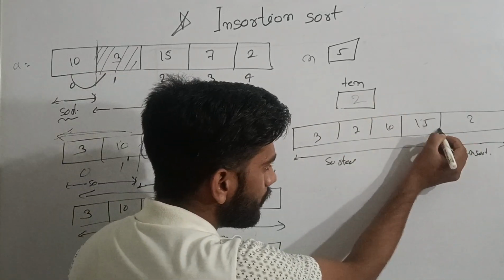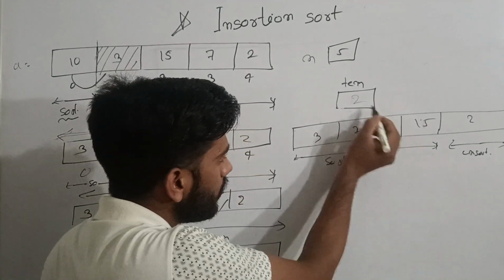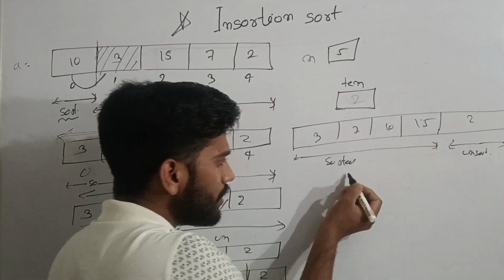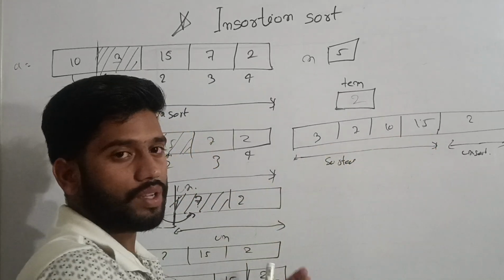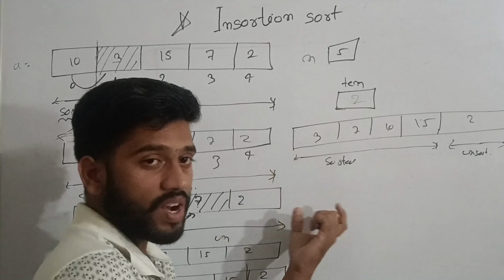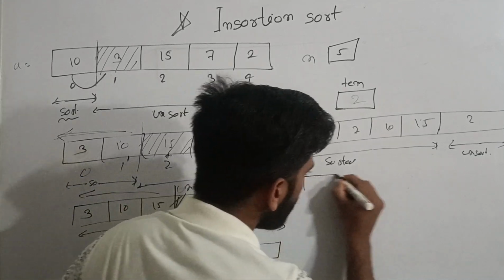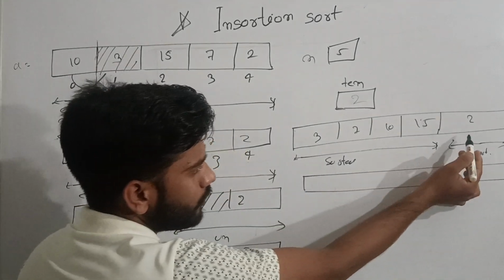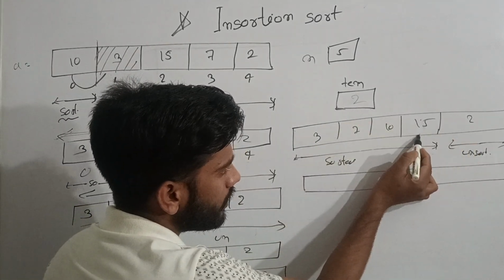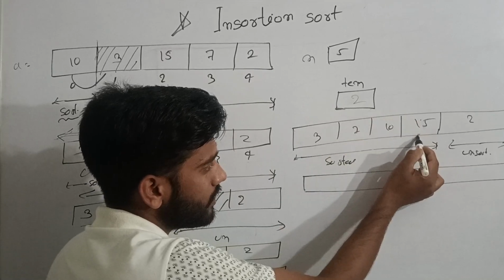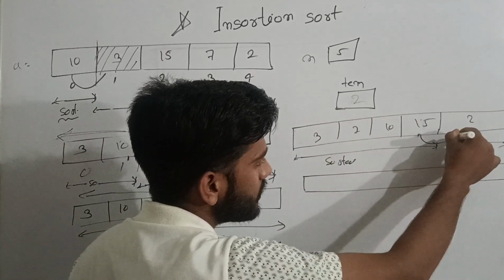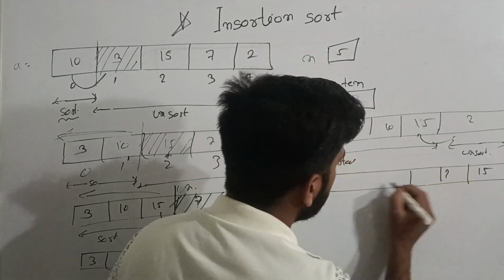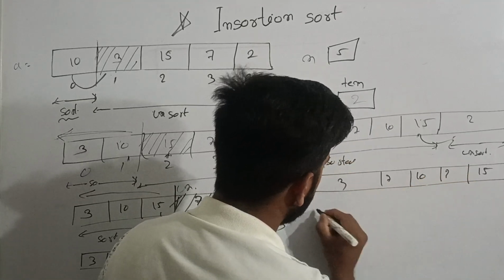Now the element present in temp is compared with all the elements of the sorted array until it finds its appropriate place. Here, 2 is less than 15. Yes, so 15 will be shifted here, and here is a question mark, and it will be 10, 7 and 3.